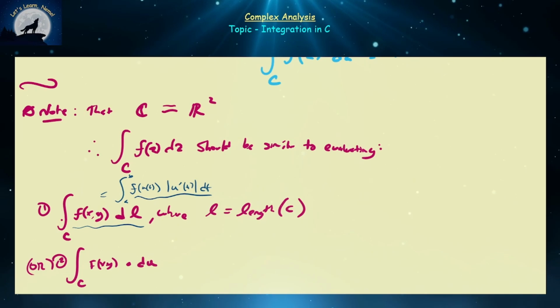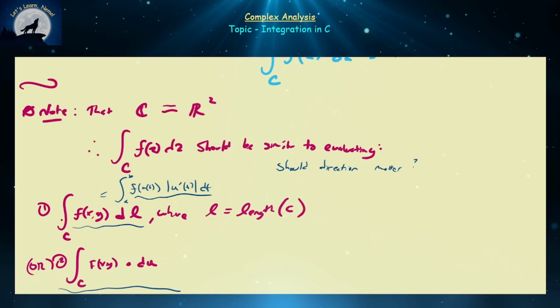So we should ask ourselves, should the direction matter for this? Well, in the real world, direction definitely does matter, because if you integrate from 5 to 2 or integrate from 2 to 5, you should get opposite answers from one another. So that would lead us to believe that the line integral of a vector field should match more nicely, or in parallel, to integration in the complex plane.